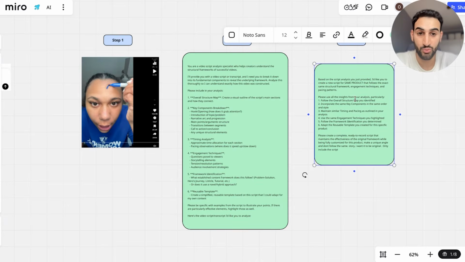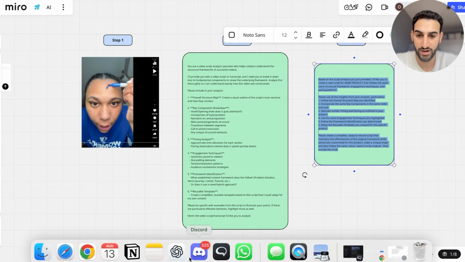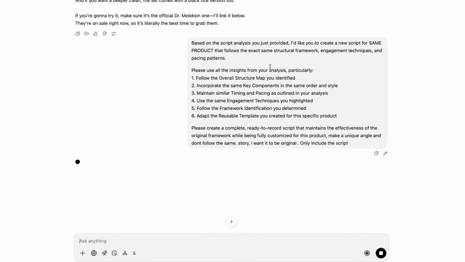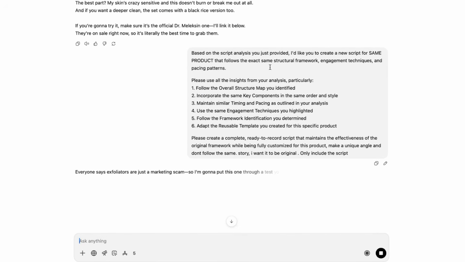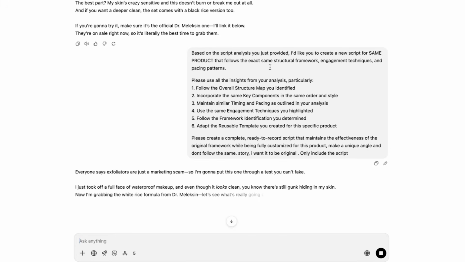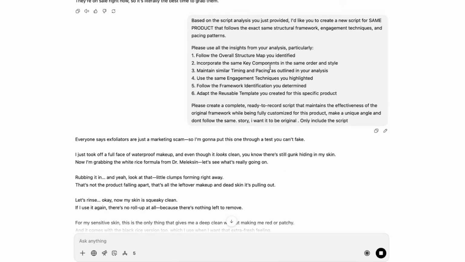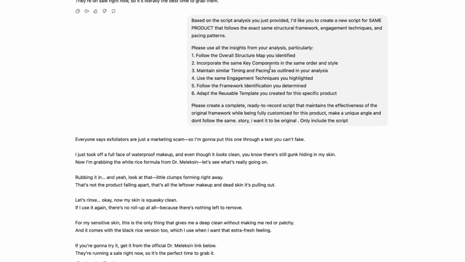So in step 3, we're going to use this specific AI prompt and we're going to tell ChatGPT, based on the analysis that we provided, write a completely unique script using the same structural framework, same engagement techniques, and same pacing patterns. And most importantly, the same call to action that made people purchase the product. And the best part of this prompt is that it gives you a completely brand new script. It sticks with the structures, but it gives you a unique angle that you can sell the product to, right?